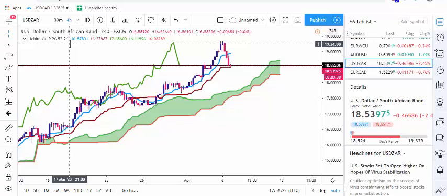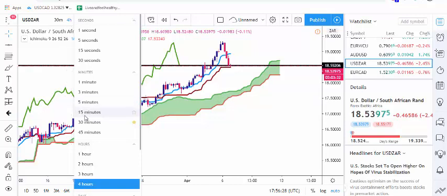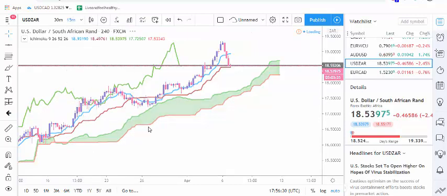Now another thing you need to know about the Ichimoku is that it's best used on a higher time frame, although some traders use it on the 15 minutes time frame. If you're going to use it on a 15 minutes time frame, it's okay if you are a scalper. So if you just want to scalp 5-10 pips, you can use the Ichimoku on the 15 minutes time frame. It's actually one of the top indicators to scalp with on the 15 minutes time frame.